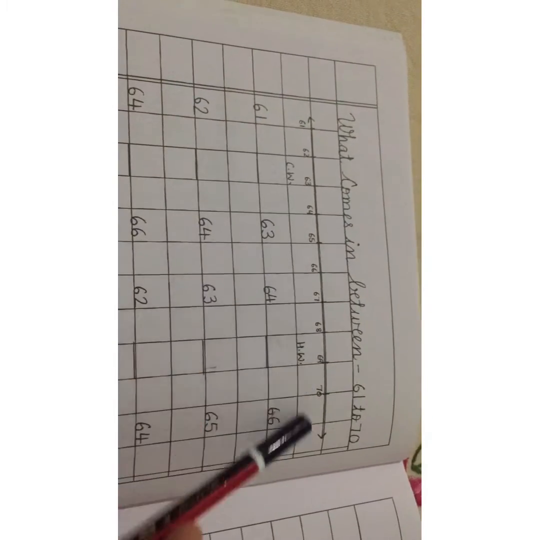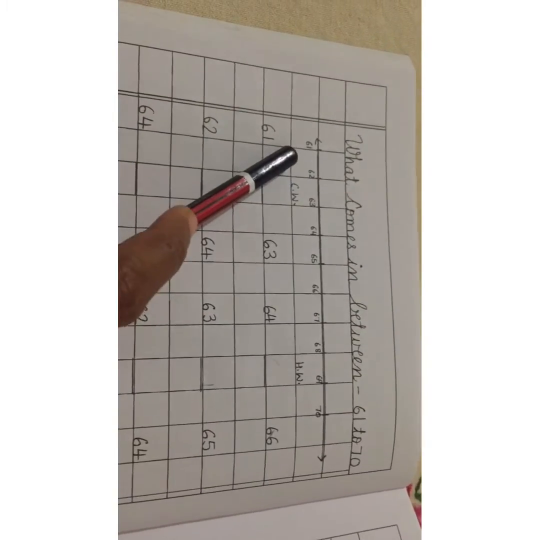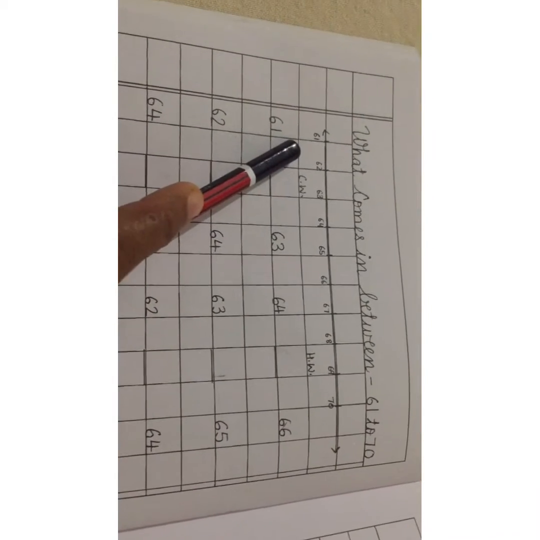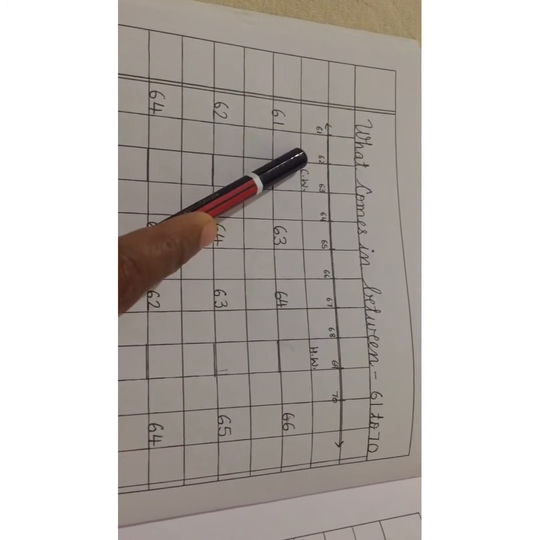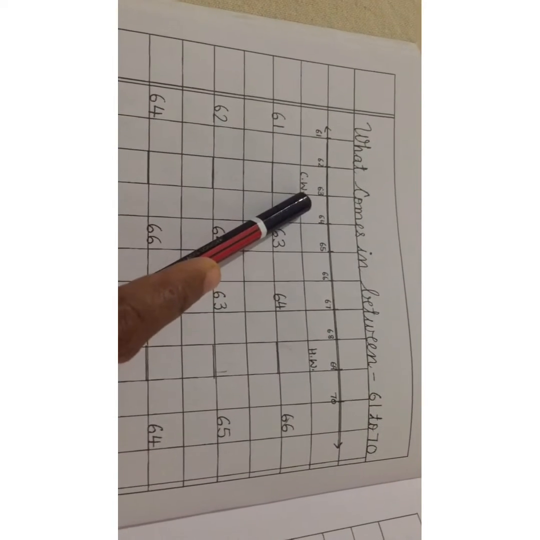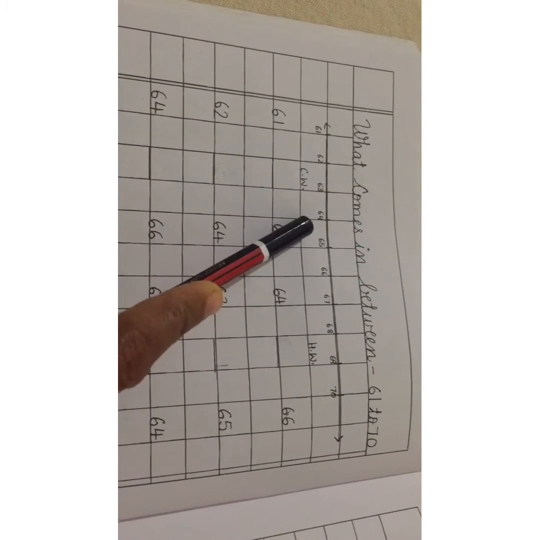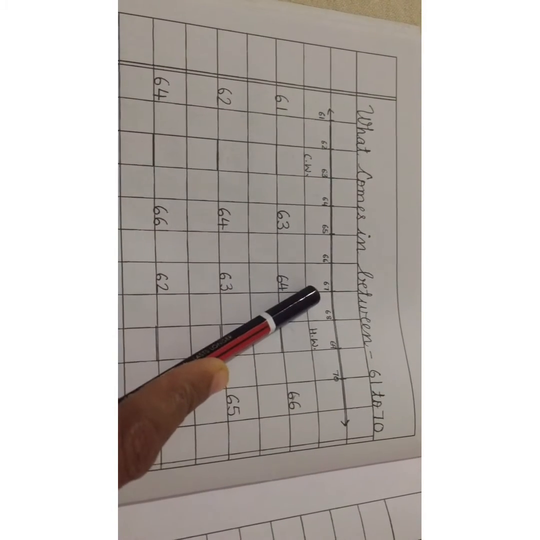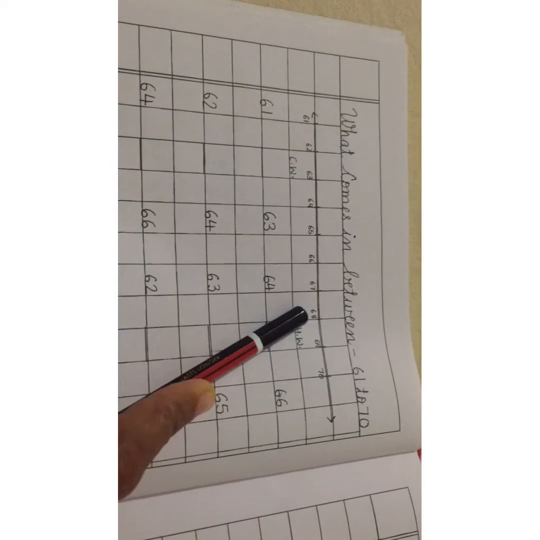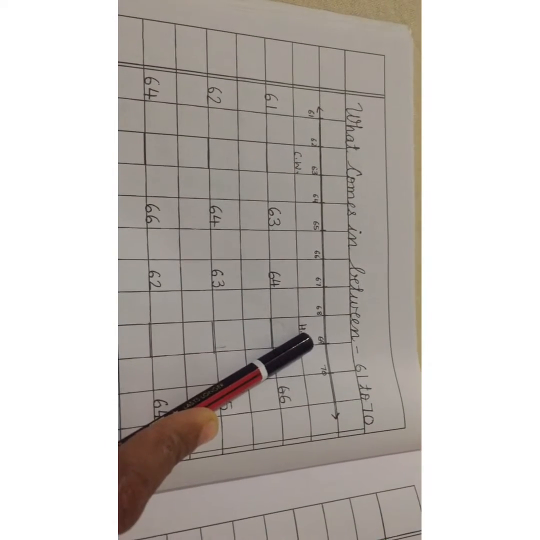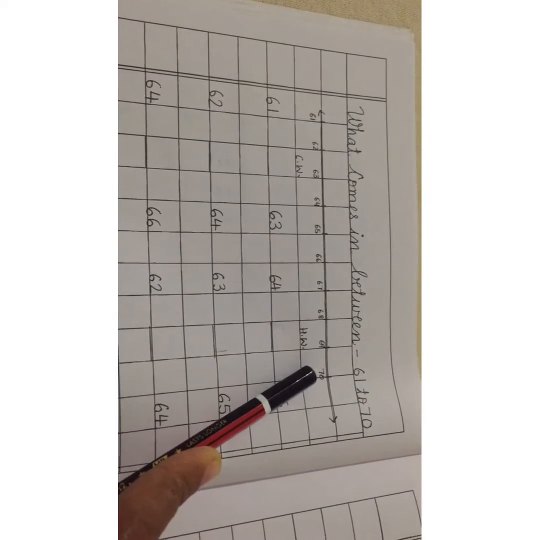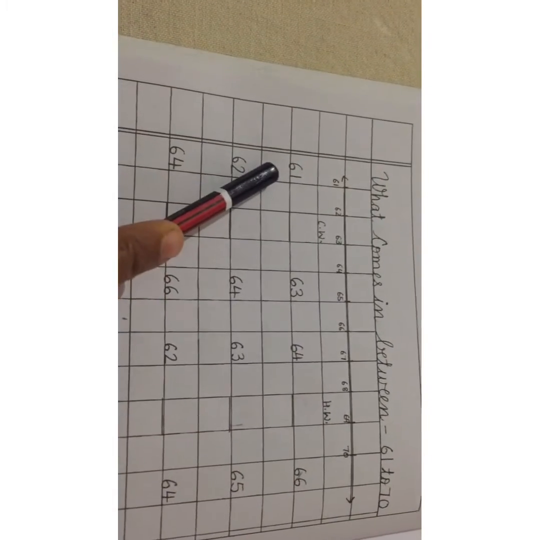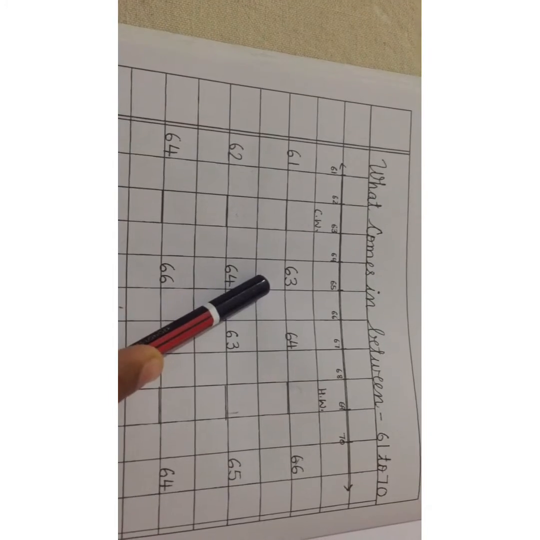We can see the number line here. Numbers are written from 61 to 70. We'll revise them once. 61, 62, 63, 64, 65, 66, 67, 68, 69, 70. Now we will see both the numbers 61 and 63.